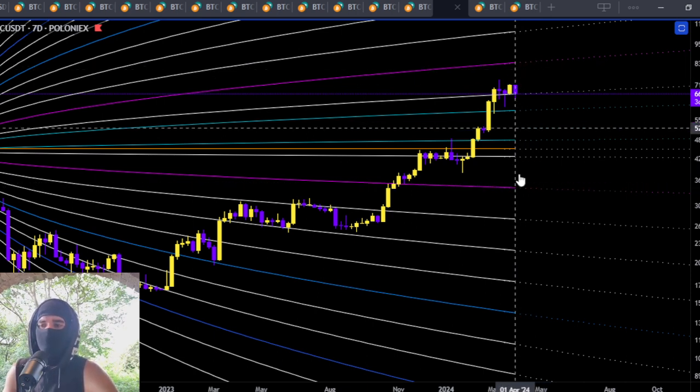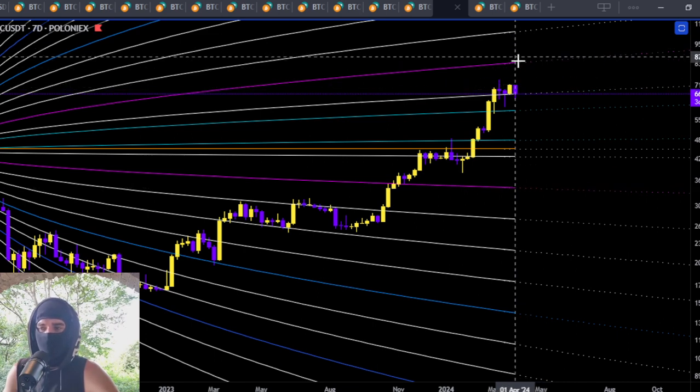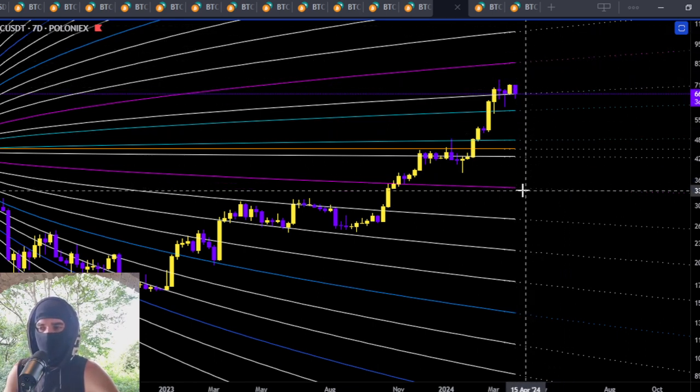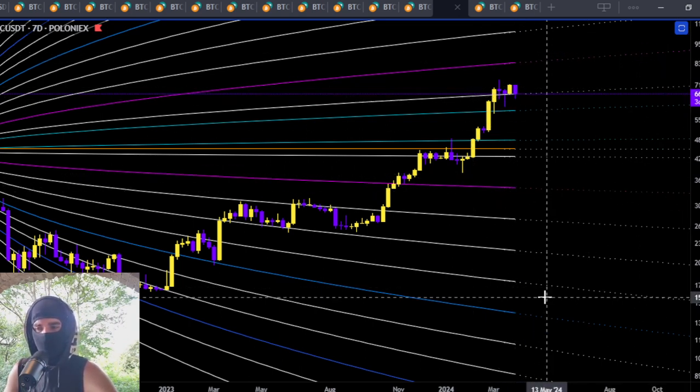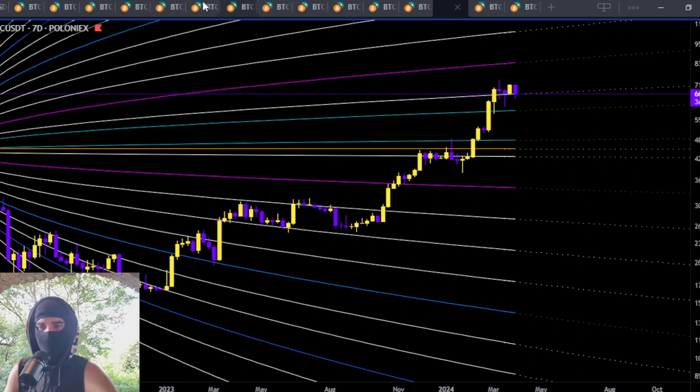$34,000. Technically, if it is above this pink, it's long-term bullish. And if it's above here, it's ranging bullish. It's very choppy, but still bullish. If it fails here, that's when it gets into a bearish market.